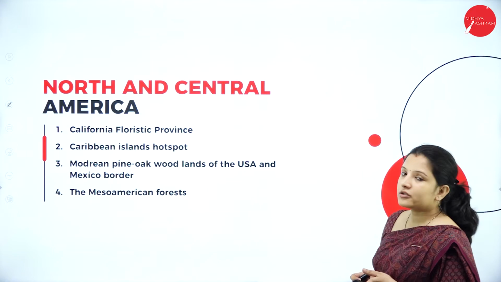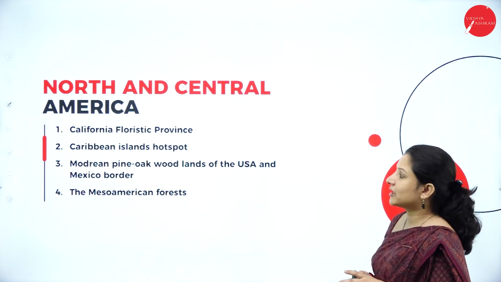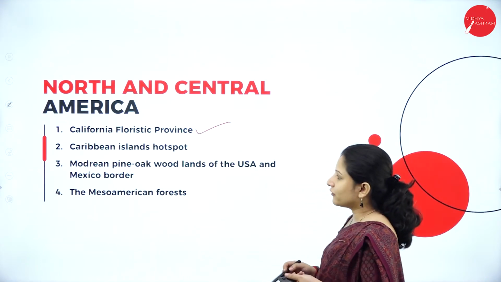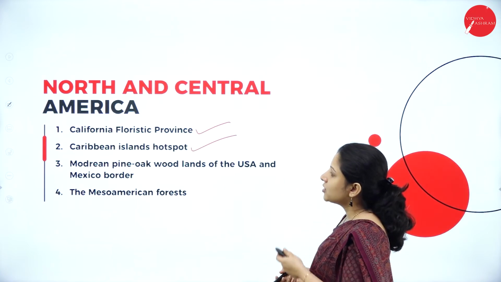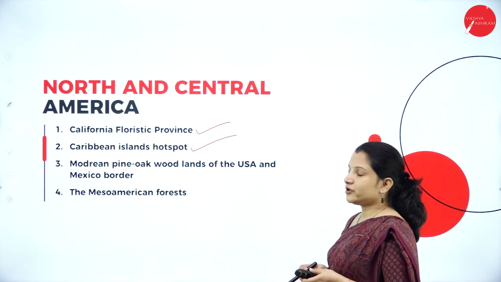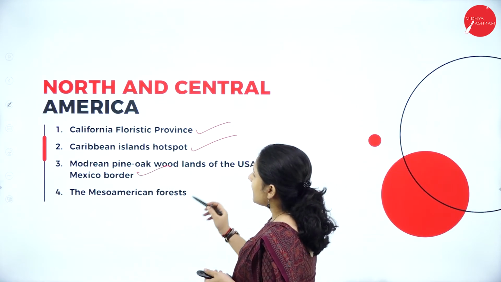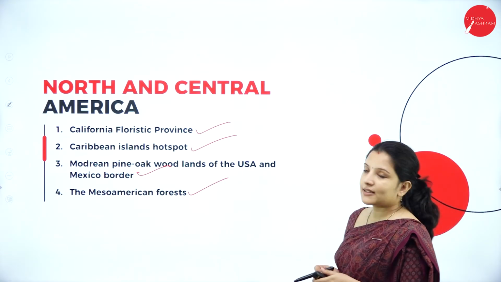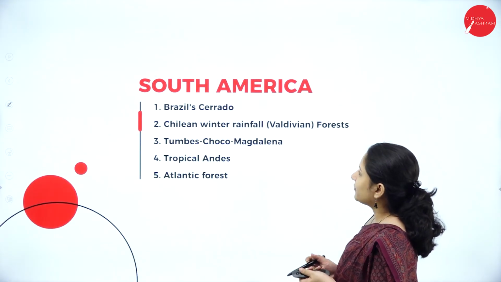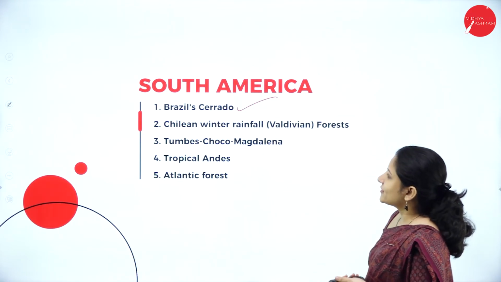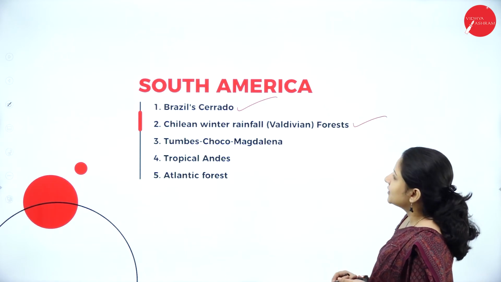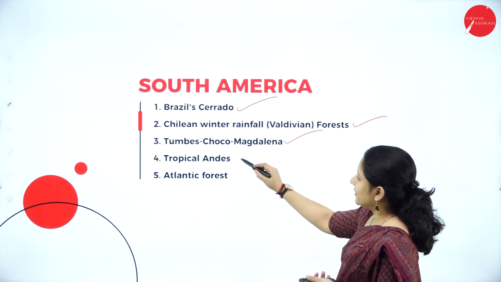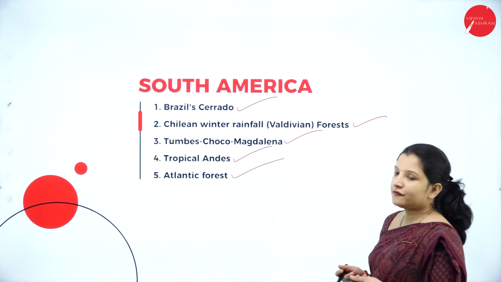Next, talking about the biodiversity hotspots in North and Central America. In North and Central America, there is the California Floristic Province, Caribbean Island hotspot, Madrean pine-oak woodlands of the USA and Mexico border, then the Mesoamerican forest. So these are the biodiversity hotspots found in North and Central America. Next, in South America, there is Brazil's Cerrado, then Chilean winter rainfall forest, then Tumbes-Choco-Magdalena biodiversity hotspot, then tropical Andes and the Atlantic forest.